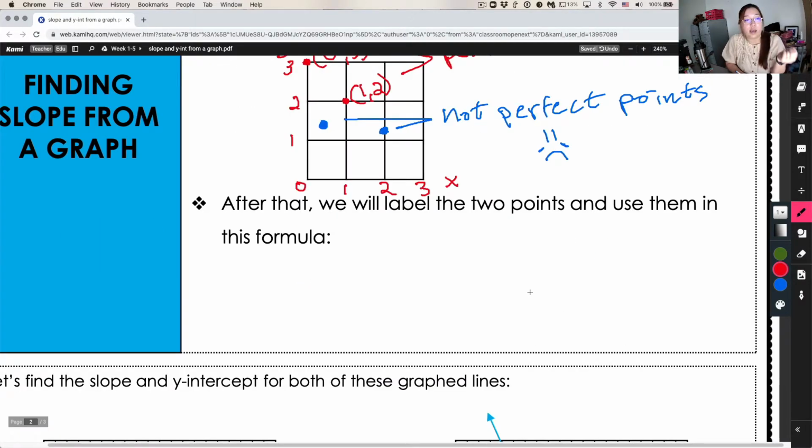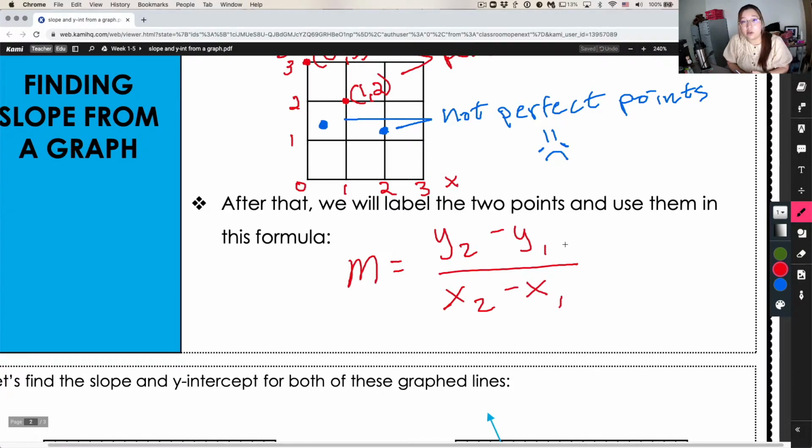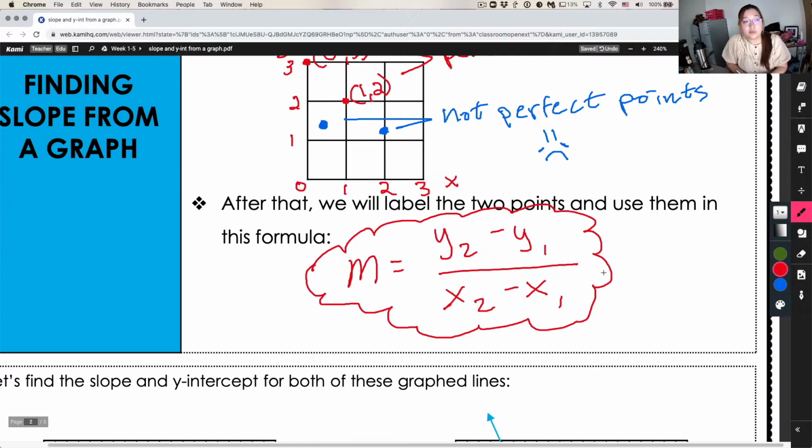Okay? So after you've got your two perfect points, we're going to use them in this formula. M equals y2 minus y1 divided by x2 minus x1. Now the nice thing is you do not have to memorize this formula, because whenever you're taking the STAR test or whatever standardized test or quizzes in class, this formula will be given to you. However, you need to know how to use it, otherwise this is not very useful for you. Okay, so I'm going to show you how to do it.